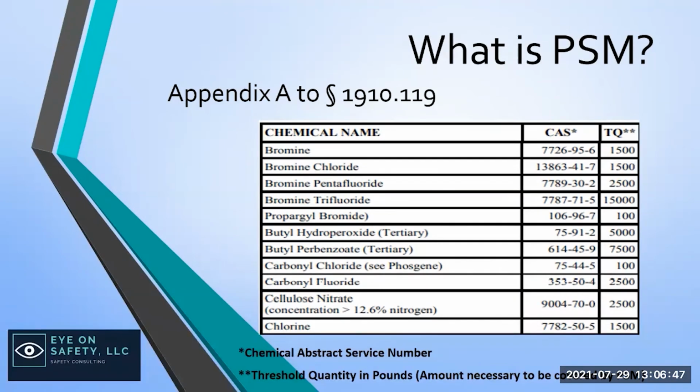So here is a little snippet of the Appendix A, and you can see that it gives you not only the name of the chemical, but it also gives the CAS number, and the CAS number is important, and then the threshold quantity. And let's take an example like chlorine. You have a threshold quantity of 1,500 pounds, and all that is in pounds. And 1,500 pounds is not a lot, especially if you're dealing with, let's say, water treatment and you're using chlorine on site. If you're storing it, if it's introduced into your process, if it's in excess of 1,500 pounds or more, then you're going to fall into the PSM program.